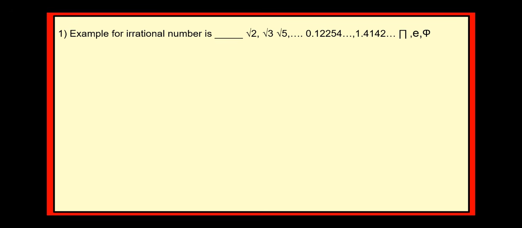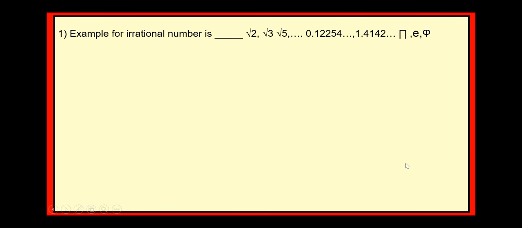Here this root 2. Do you know what is the value of root 2? Root 2 is 1.414213 and so on. It is a non-terminating and non-recurring decimal. Root 3 is 1.73205 and so on. It is also non-terminating and non-recurring. And root 5 value is 2.23606 and so on. It is also non-terminating and non-recurring.